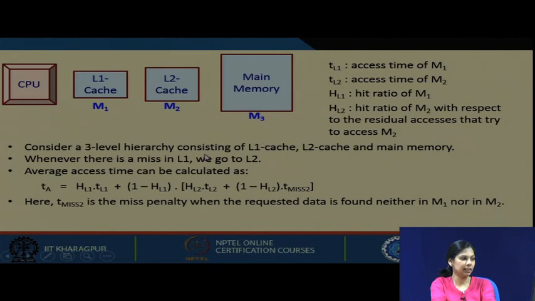Consider a 3 level hierarchy, consisting of L1 cache, L2 cache and main memory. Whenever there is a miss in L1, we go to L2. Obviously, if we do not find the data or instruction in L1 cache, we move to L2 cache. What will be the average access time now? Earlier, considering that the CPU first accesses L1 cache, TA was equal to the hit ratio for M1 times the access time of L1 plus the miss rate, that is 1 minus H, multiplied by T miss, that is TB plus TA1.